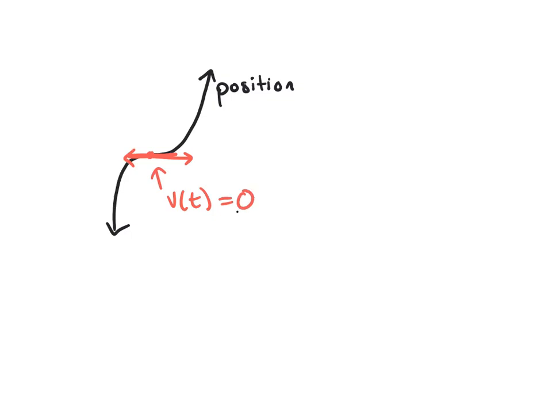So just one little quick add-on that I wanted to share with you is if we have a function that does something like this, for example, we would have a place where we would have velocity of 0, but we wouldn't have a change in direction. So if this is my position function, then having a velocity that's 0 at a particular point doesn't guarantee you a change in direction. It just says that your object is instantaneously not moving at that place.